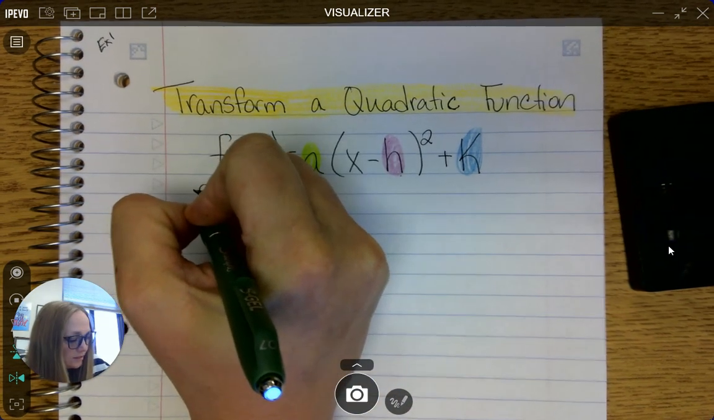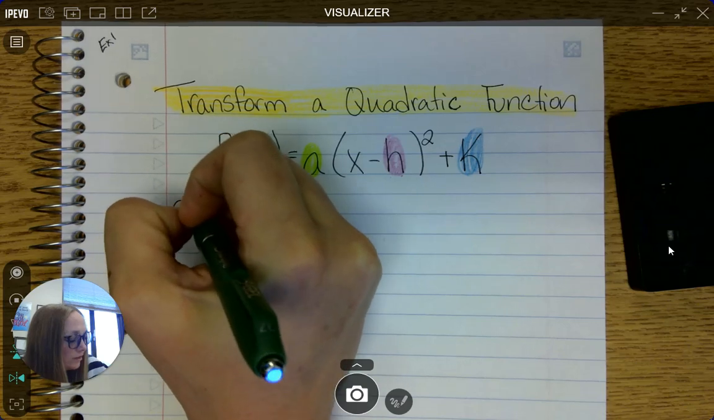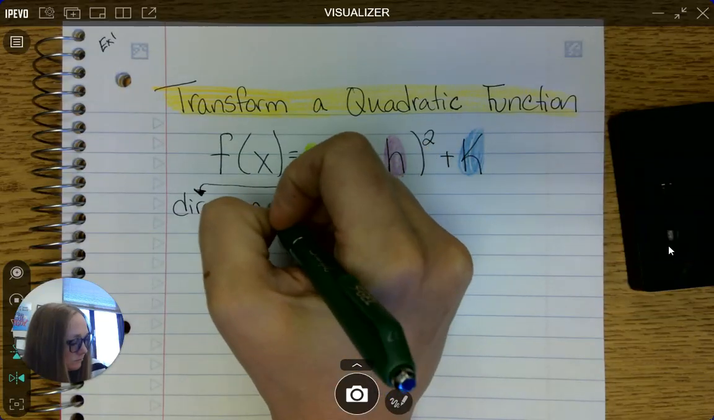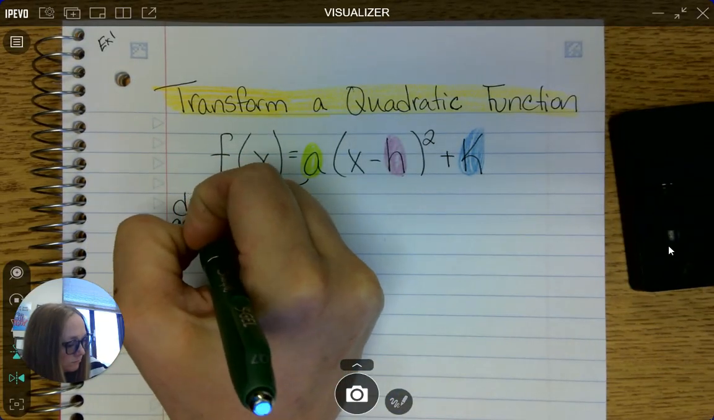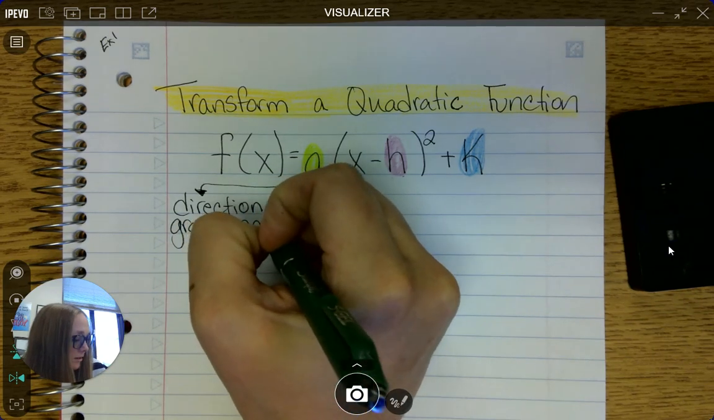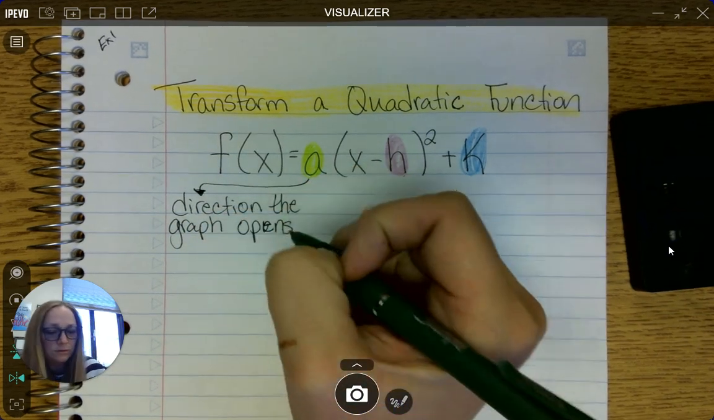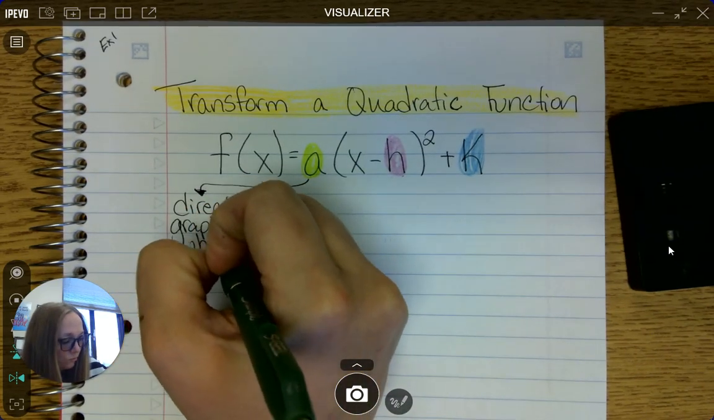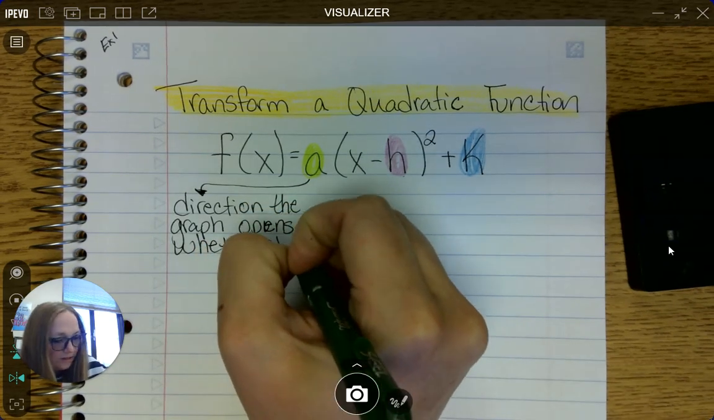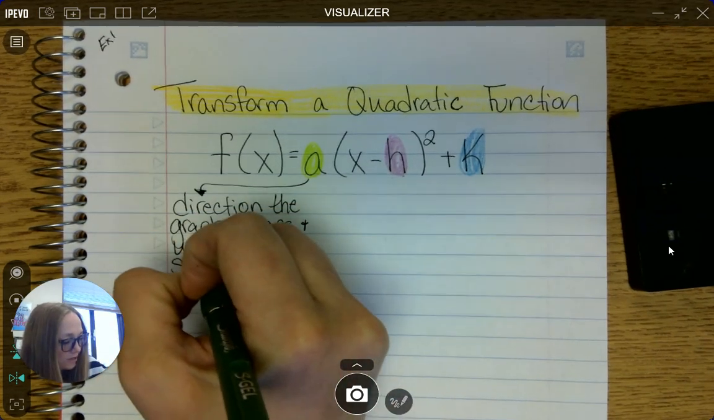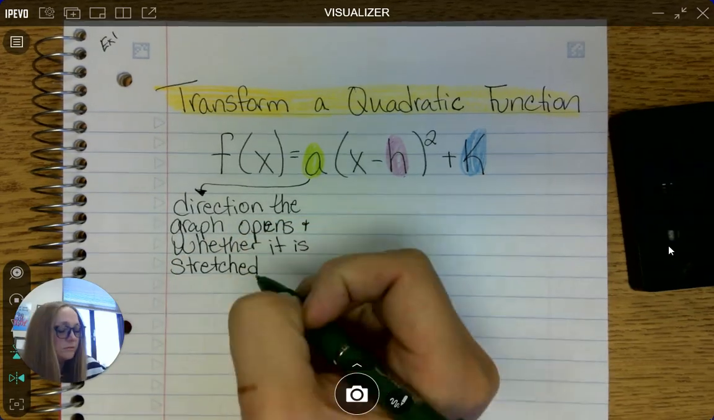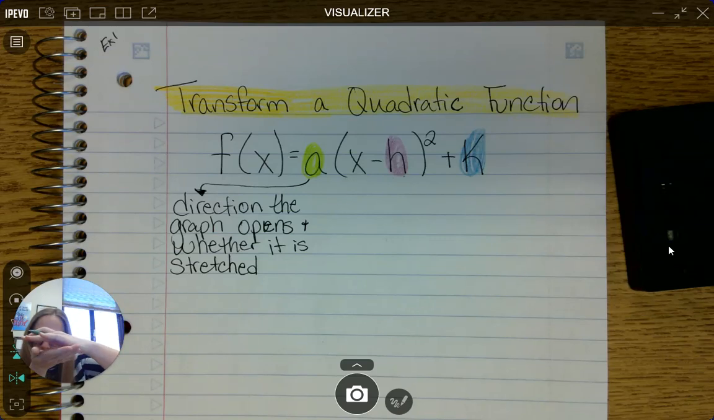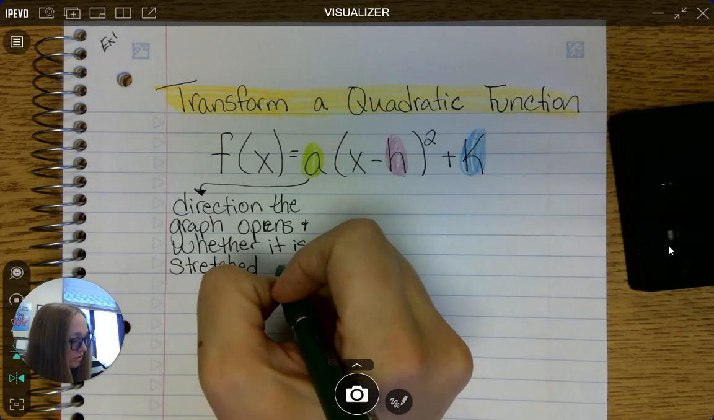A tells us two things. It tells us the direction that your parabola will point, so whether it opens up or down, and it tells us whether it is stretched. So that's when we see that parabola be, like when you stretch a rubber band, it gets skinnier, or compressed. When you squish something down, it gets wider, right? Stretched or compressed.